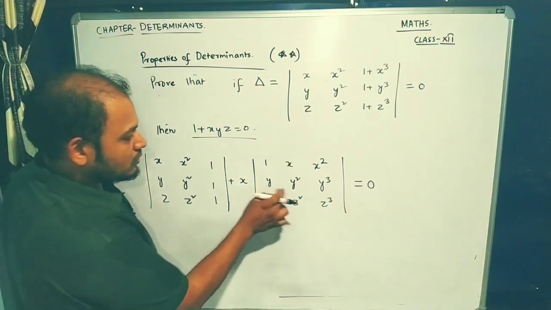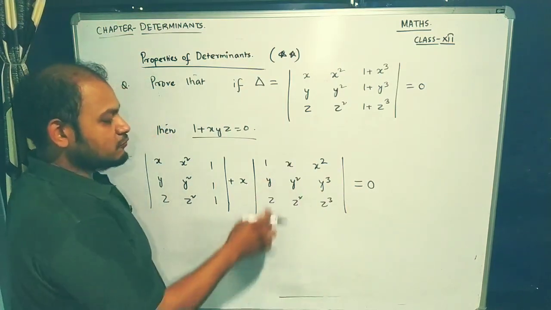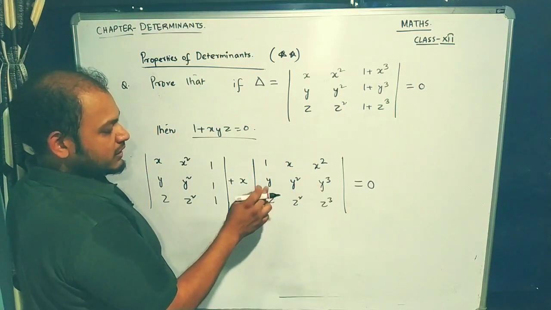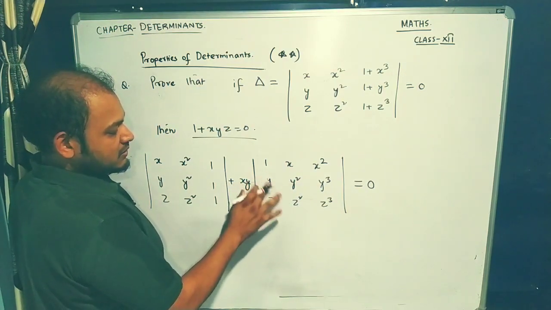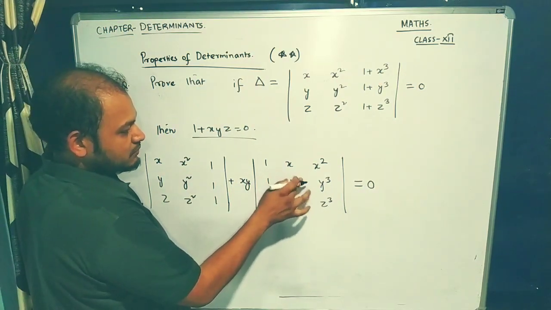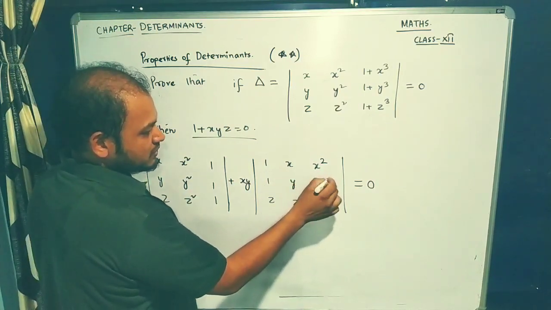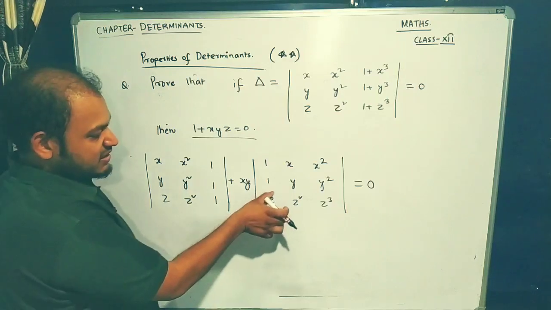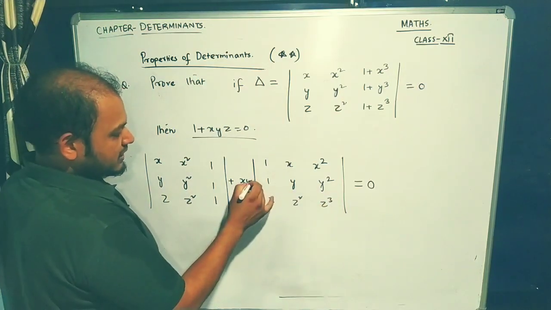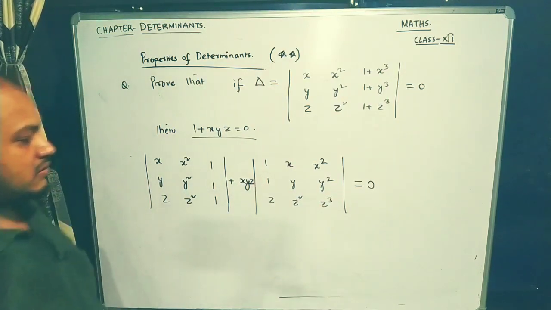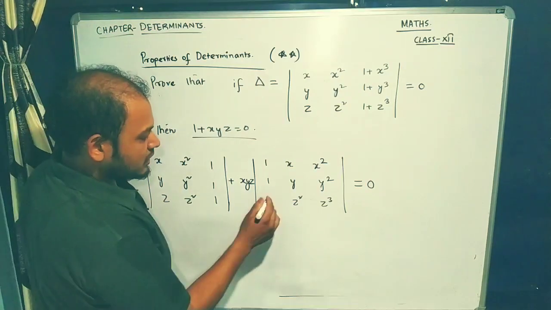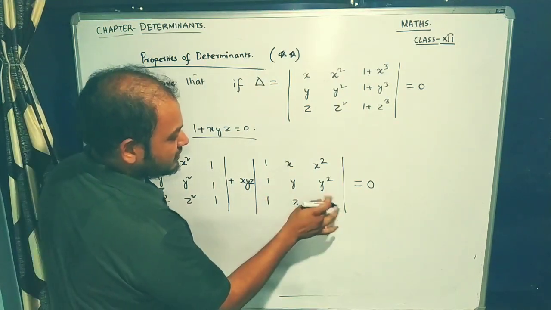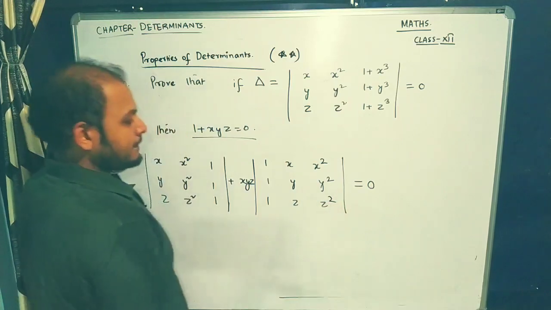In the same row, in this row, you have y as a common factor. So if you take y as common and bring it here, then this becomes 1, this becomes y, this becomes y square, right? In a similar fashion, you have z as common factor here. So you take out z outside the determinant, and then you can have 1 here, z here, and a z square here. Okay.